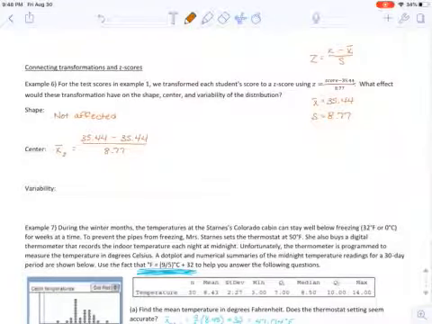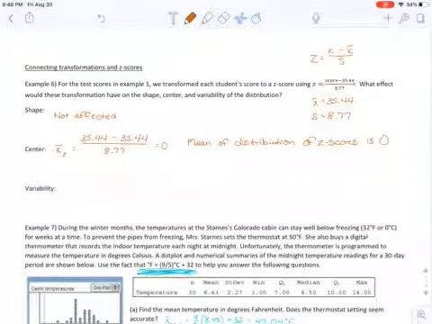But anytime I subtract anything by itself in the numerator, I'm going to get 0, which means the mean of the distribution of z-scores, because that's what we're talking about here, is going to be 0. Because once you change a mean into a z-score, you're subtracting it from itself, you're going to get 0.